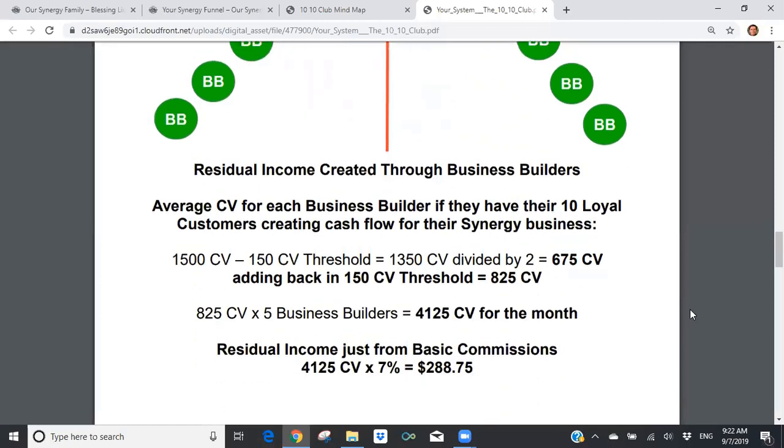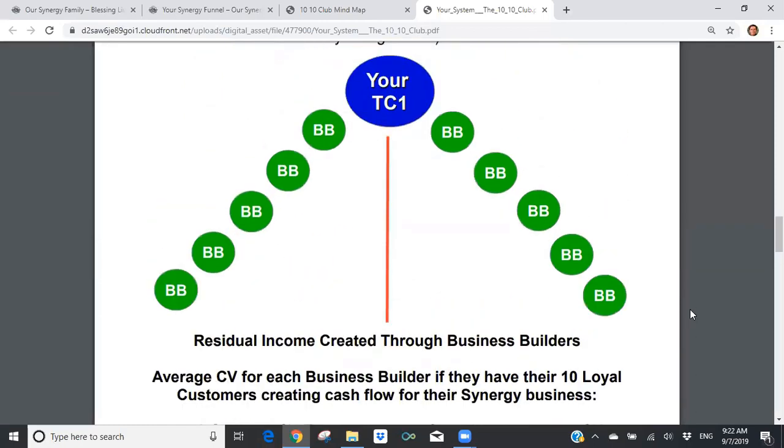That means that person can be in your weak leg or they could be in your strong leg. That person could be 1 generation from you or they could be 1,000 generations away from you. It doesn't matter. If you've sponsored them, no matter where they're at in your Synergy organization, left side, right side, weak leg, strong leg, a generation from you or 1,000 generations away, if they earn a basic commission, then you earn a dollar for dollar match on their basic commission.